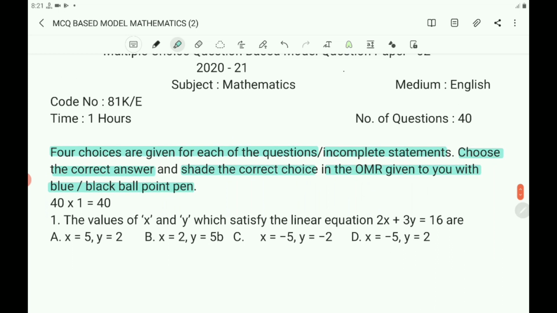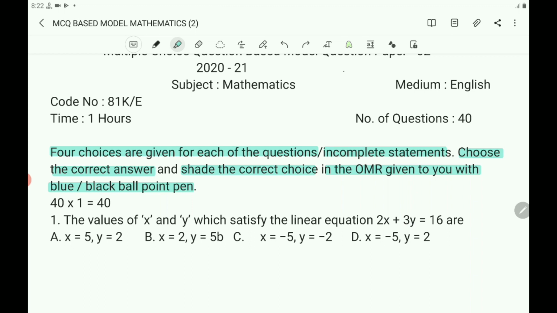Now the first question. The value of x and y which satisfies the linear equation 2x plus 3y equals 16 are. You know that linear equation in two variables, here the two variables are x and y, are having infinitely many solutions. So now let us verify. Here only one value must satisfy. So let us do it by trial and error.